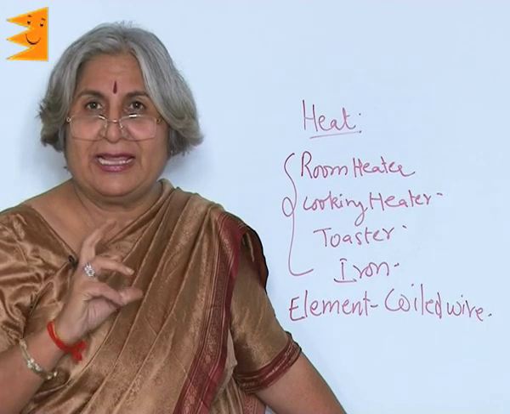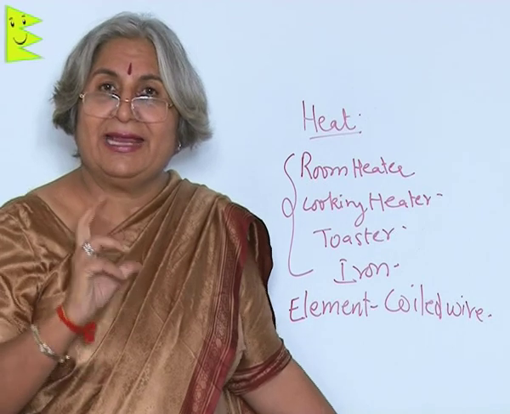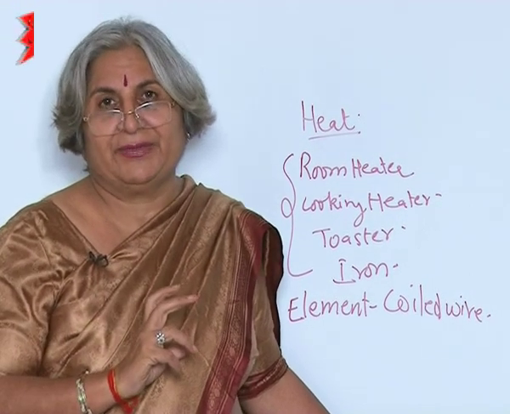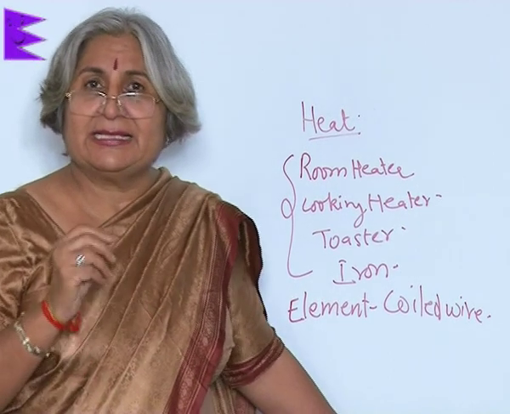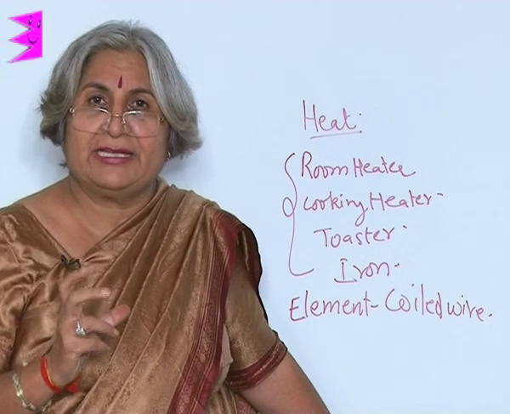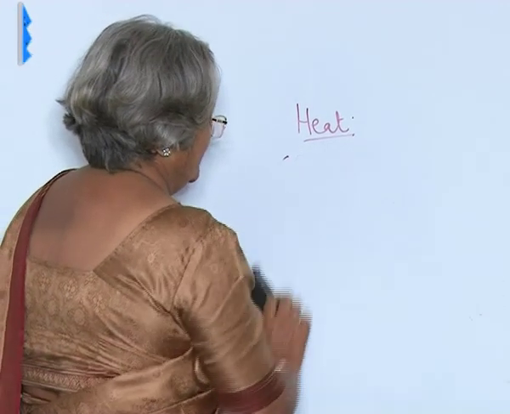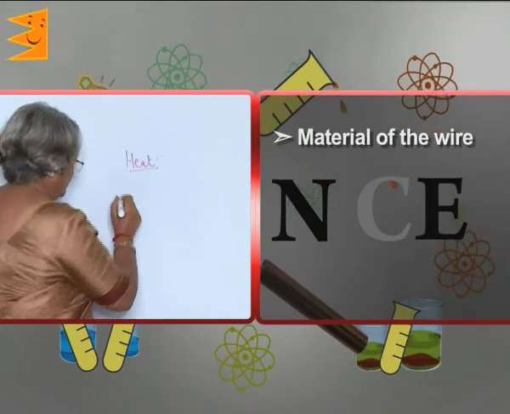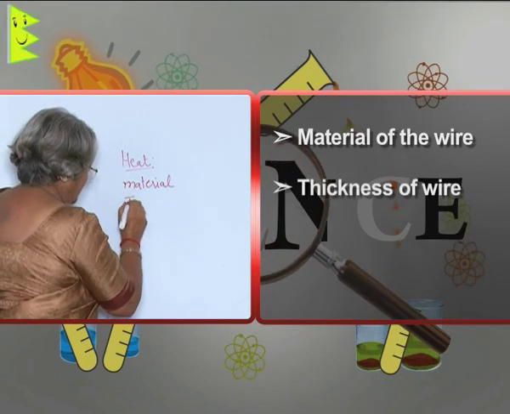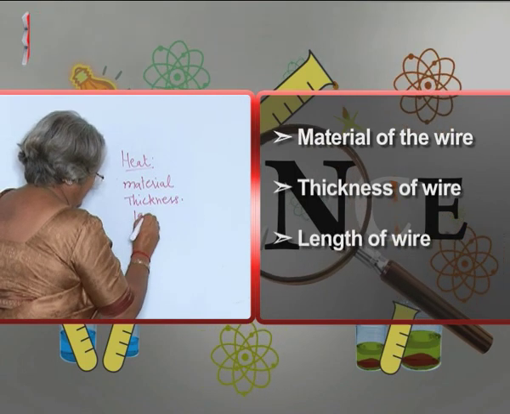So, in all these equipments, the basic principle is that heat is produced when electric current is passed through a metallic wire. But in some cases, this heat produced may be minimal. Actually, the production of heat depends upon three things. These three things are the material of the wire, the thickness of the wire, and the length of the wire.